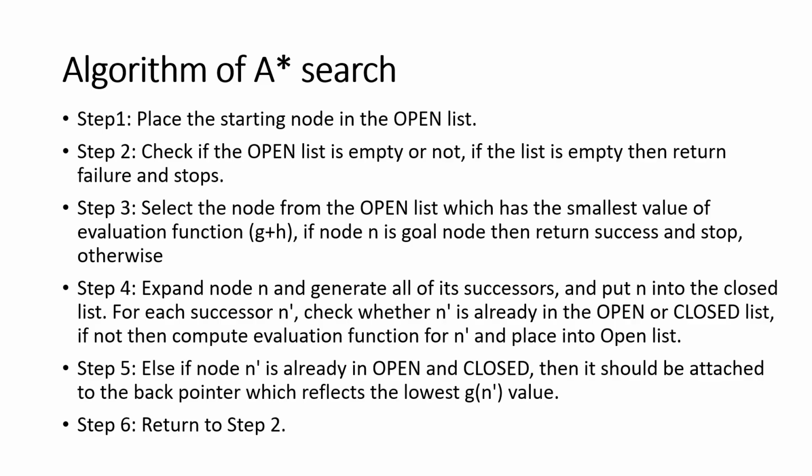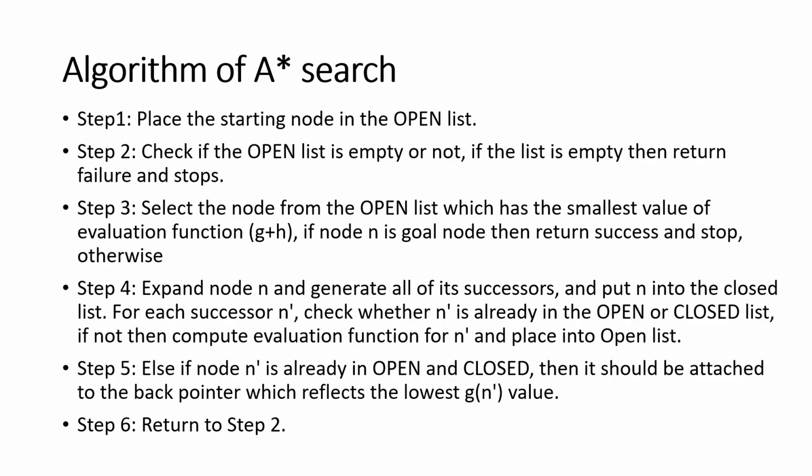Then we will see the algorithm of A-star. Step 1 is to place the start node in the open list, and if the open list is empty, then failure, stop. There will be no solution. Step 3 is to select the node n from the open list with the minimum evaluation function, that is f(n) = g(n) + h(n). If n is the goal node, then return success and stop. Expand node n and generate all the successor nodes. Move n from the open list to the closed list.